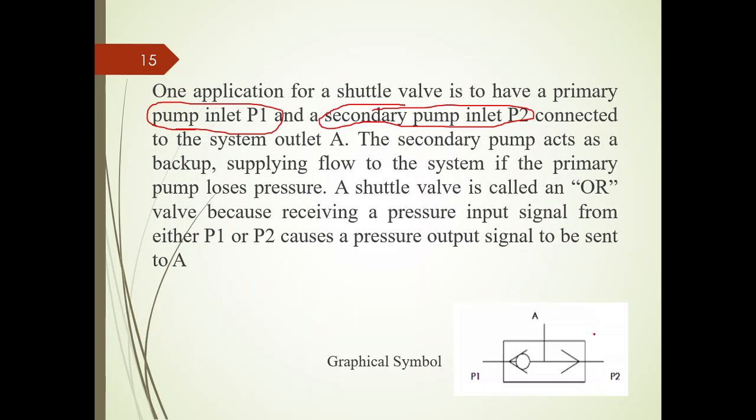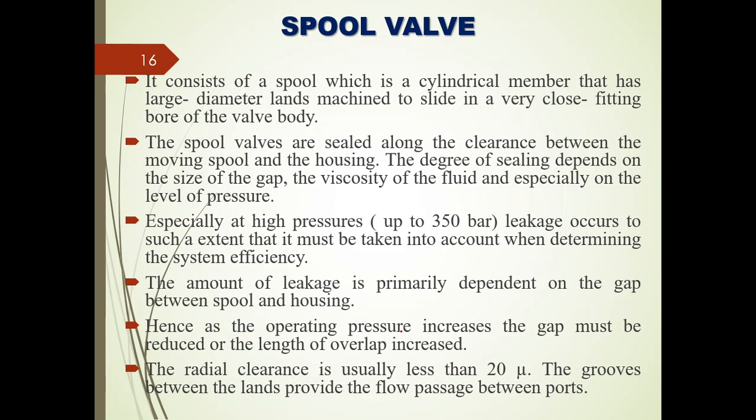So this is the symbolic representation of the shuttle valve, which consists of the two inputs P1 and P2 and one output. And this is the seater, and this is the ball, the single ball we are moving from one seater to another seater. This is about the shuttle valve.